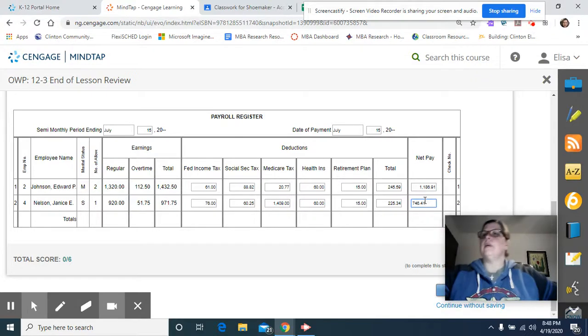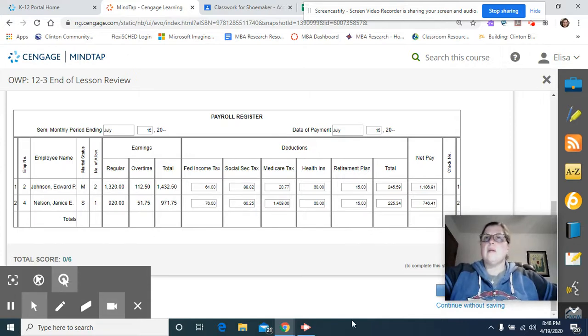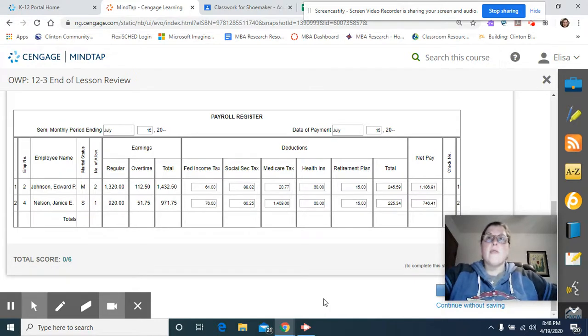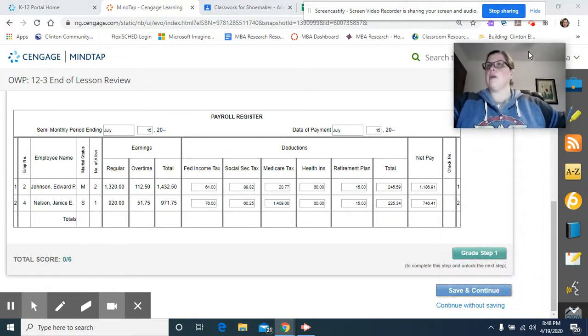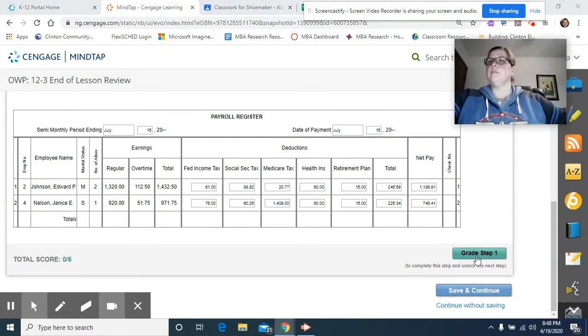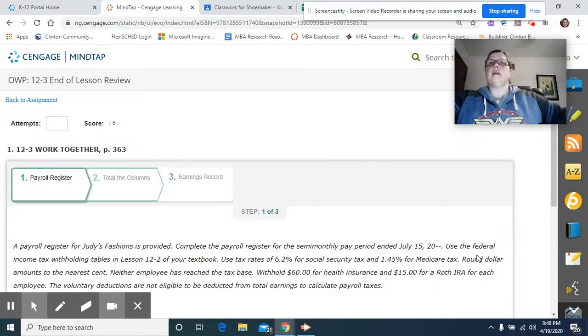The rule of thumb for budgeting that I give students in personal finance is that you're looking at taking a quarter or a third of your paycheck away. So there you go. So the next step would involve totaling these columns up. So I'm going to go ahead and move my picture out of the way here. We're going to grade step 1 and see if I made any mistakes.